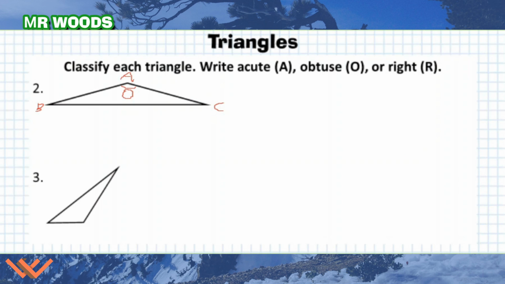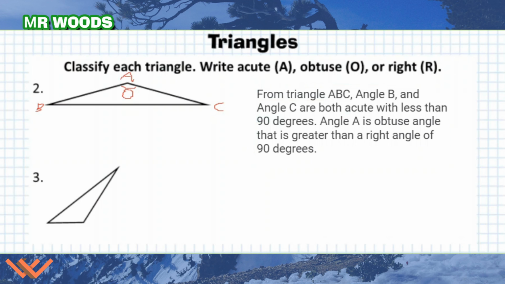How would you classify it and explain it? Let's take a look. Pause the video, and come up with your answer. Welcome back. Hopefully you have something similar to this or the same. From triangle ABC, angle B and angle C are both acute with less than 90 degrees. And we could definitely see that they're not a right angle. Angle A is an obtuse angle that is greater than a right angle of 90 degrees.